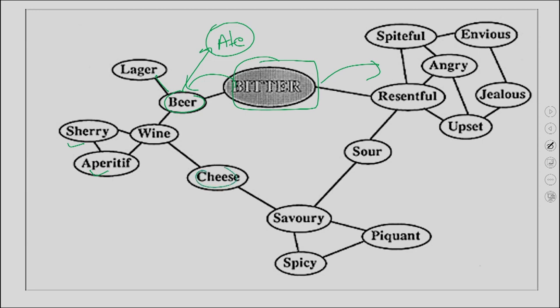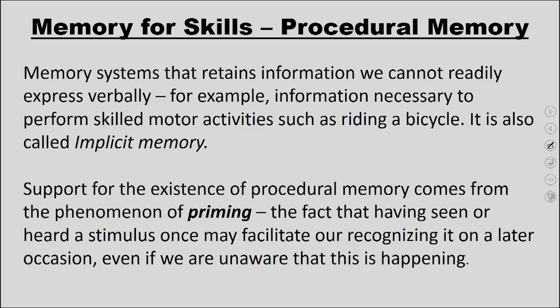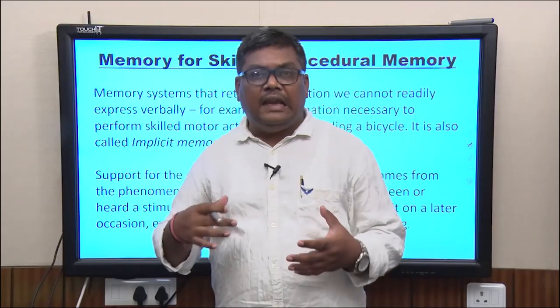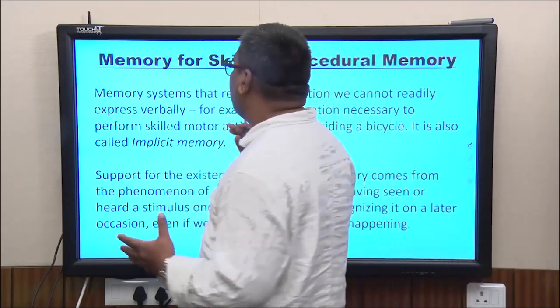But if you look at bitter, it is related also to an emotion. So this is a drink, a food item, but bitter is also related to human emotion, which is resentful, and resentful is then further related to spiteful, angry, envious, all of which are human emotions. And then bitter is related to sour, wine is related to cheese, and both are savory items which are spicy and piquant. So that gives you a definition of how things are organized in semantic memory. Again, if you go back to my lecture on cognitive psychology, I have looked at these details or these memories in full chapters or full lectures. So you can refer to those lectures.